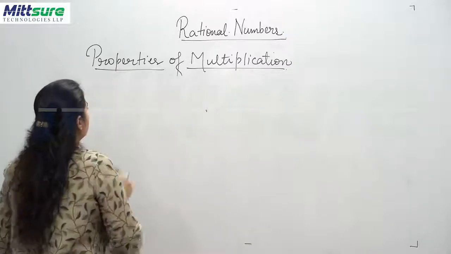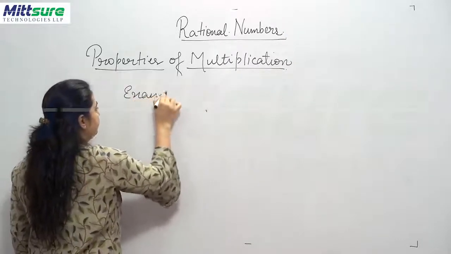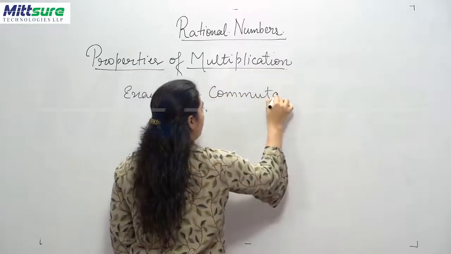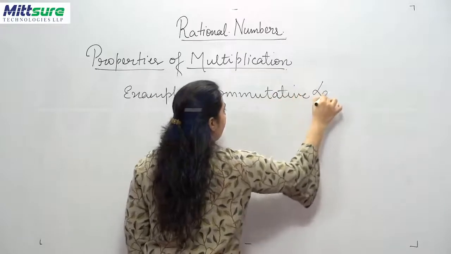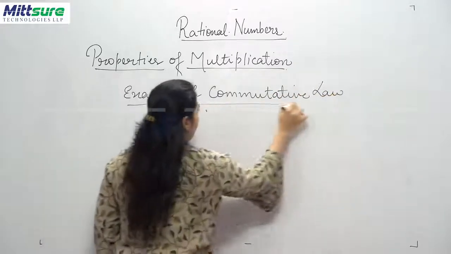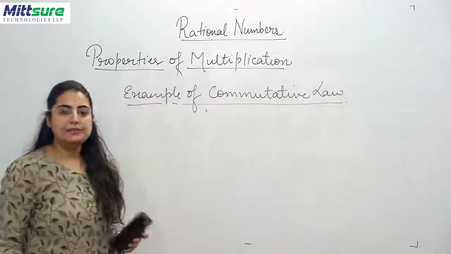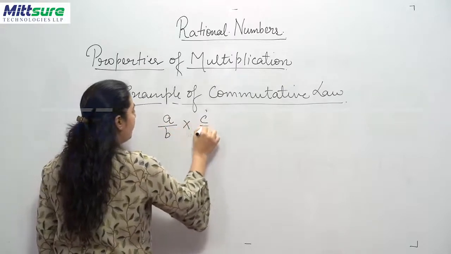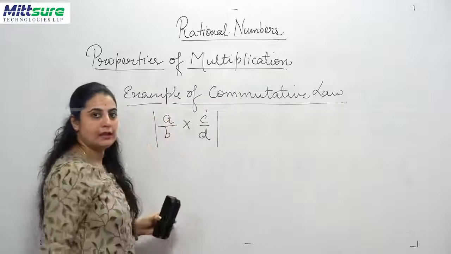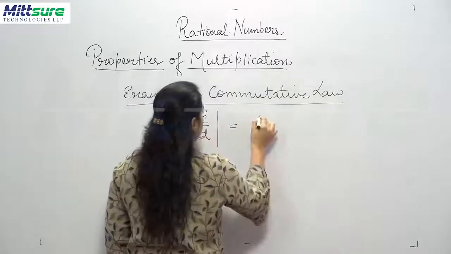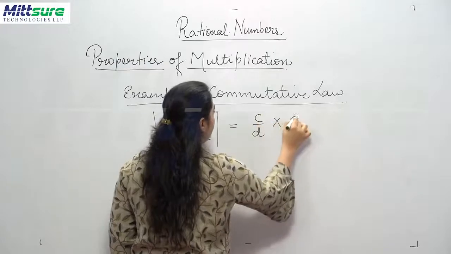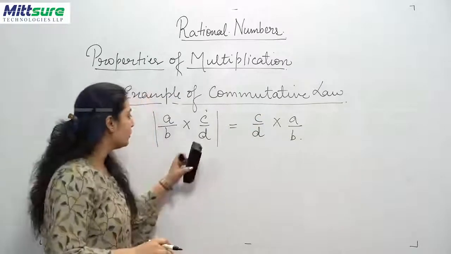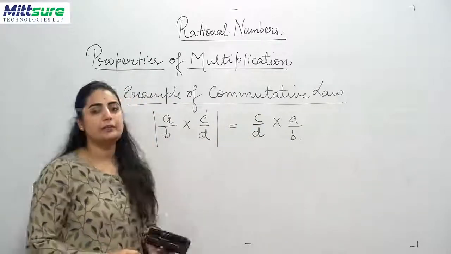Okay. So, example of commutative law. The example says again A upon B and C upon D are two rational numbers. Clear? So if I multiply C upon D into A upon B, then also the product will remain same. So in both the conditions, the product will remain same.